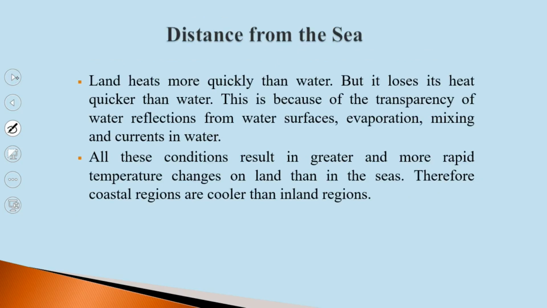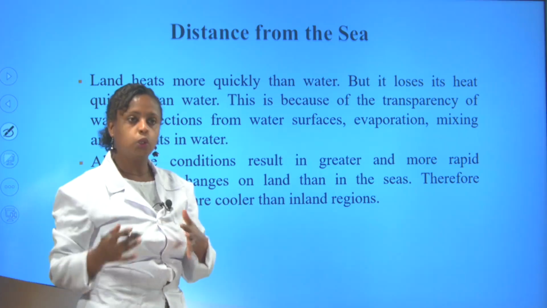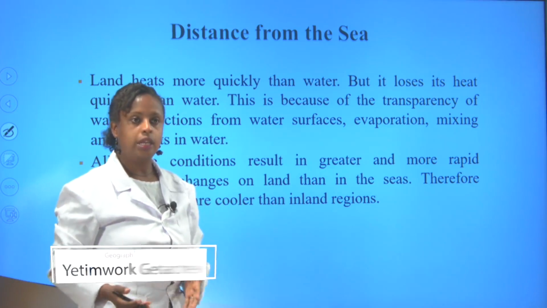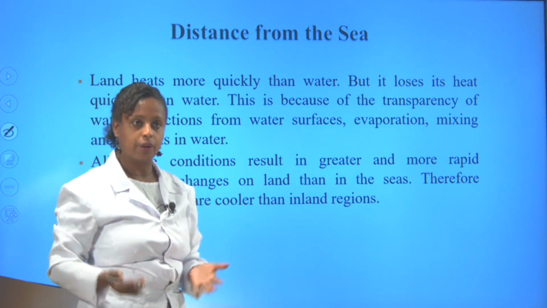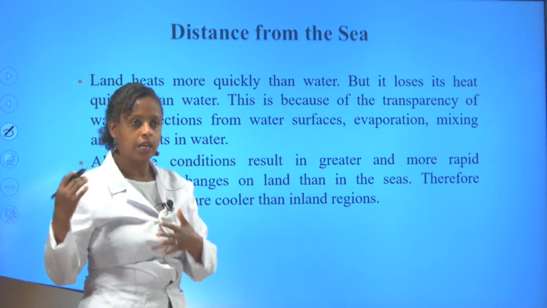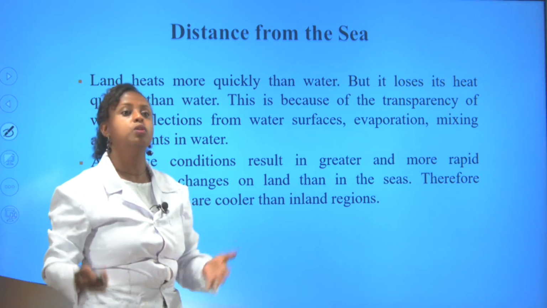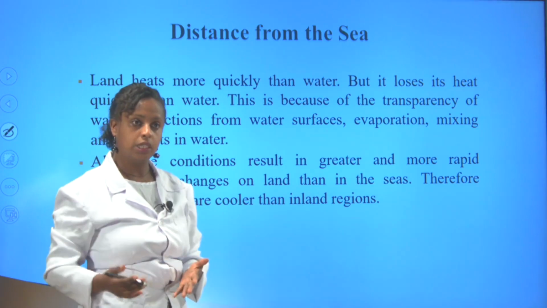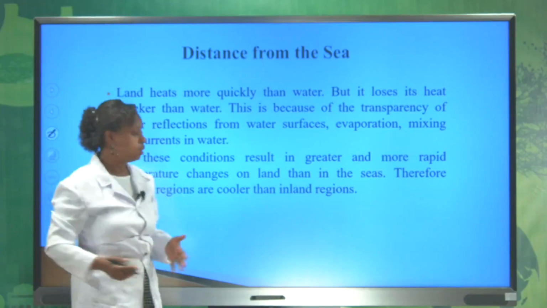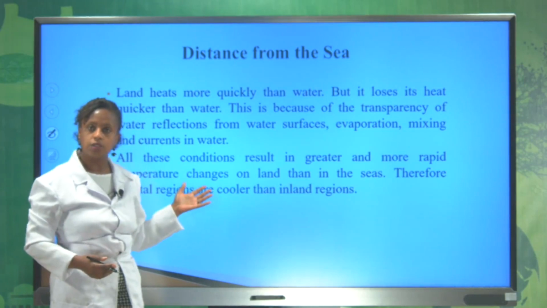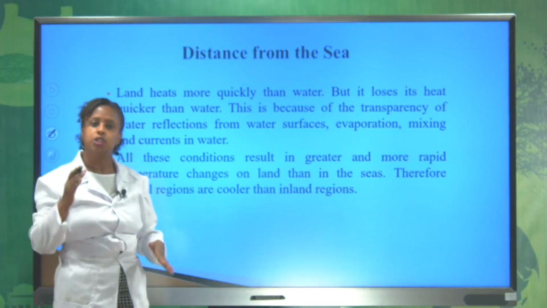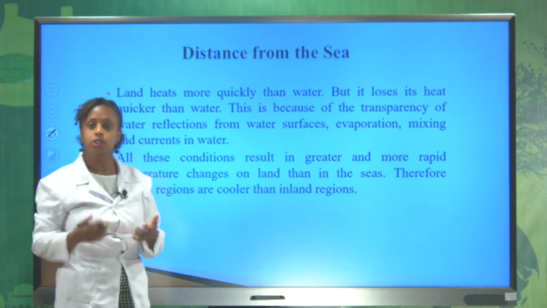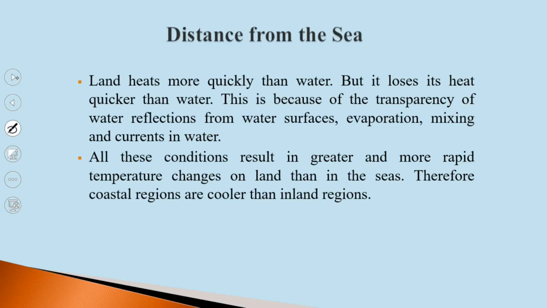Let's see the effect of distance from the sea. Due to its nature, land warms more quickly than water bodies and it loses its temperature quickly. This is because of the transparency of water, reflection from the water surface, evaporation, mixing, and currents in water. All these factors cause the rapid temperature change on land compared to water bodies. As a result, coastal regions are cooler than inland regions.